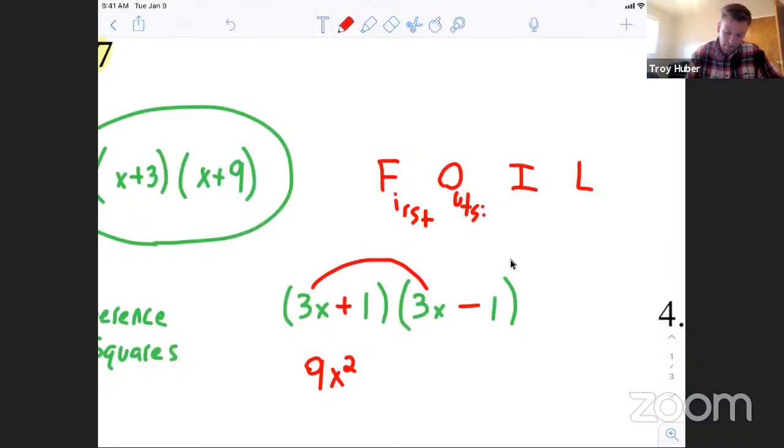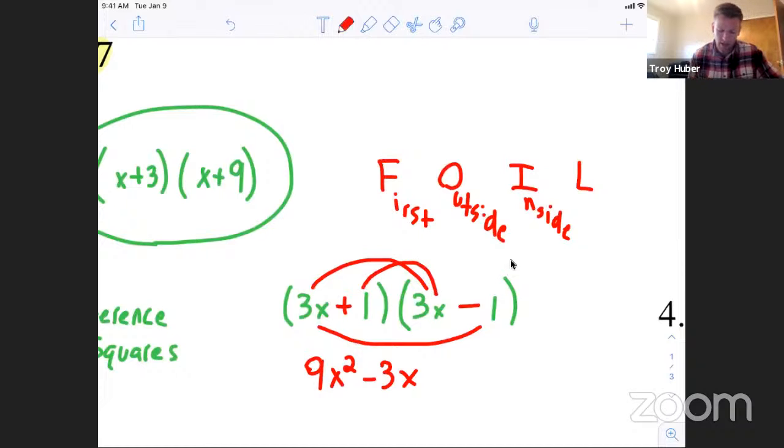Outside, so our outside two would be 3x times -1, which would be a -3x. Inside, so our inside two would be this 1 times 3x. So that would give me a positive 3x. And then last. So last would be 1 times -1, which would give me -1.